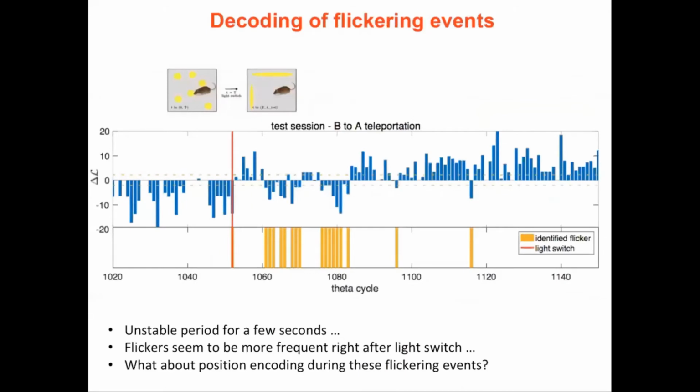Okay, so now, since we have our map decoder, we can use it and see what is going on when we do a live switch, so this test session I was mentioning before. So what you see here on the horizontal axis is time, which is expressed in theta cycles. So if you want seconds, you have to divide by 8. And what you see on the vertical axis, on the top panel, is the difference in log probabilities between the two decoders.